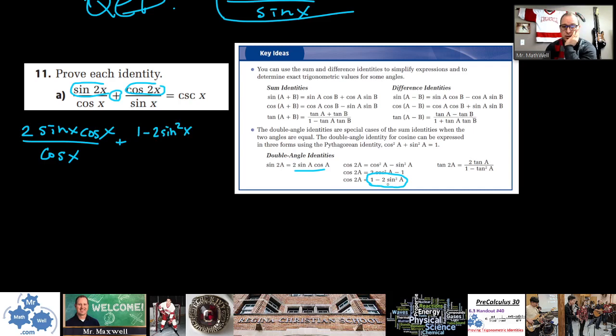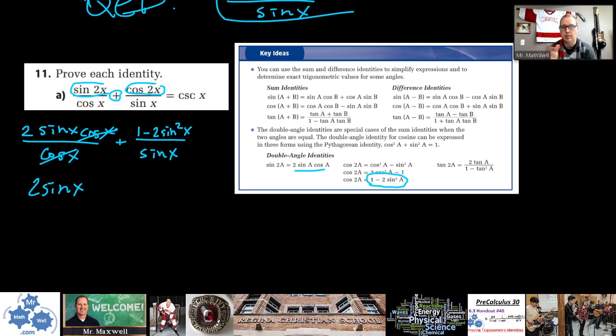1 minus 2 sine squared x over sine x. So it looks like I'm going to be able to do this over here, and I'm going to rewrite this as 2 sine x over here. And again, even right now, I can't see the end here yet.